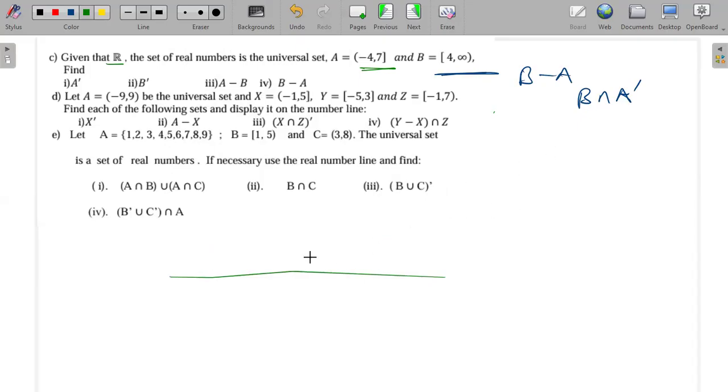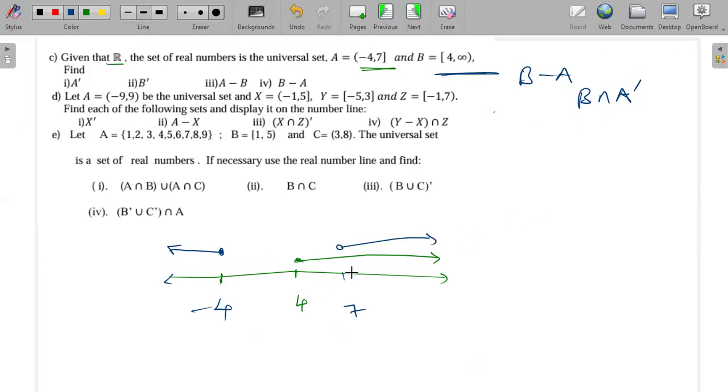Then B, we want B and what? And A complement. So I plot B. So B is 4. So it's closed at 4 all the way to positive infinity. So it goes all the way like that. This is my B. Then my A complement, as found earlier: we have -4 and 7 here, but everything outside of it is the complement. So it's closed here and going that way, that's the first part, and the other part is open here and going that way.